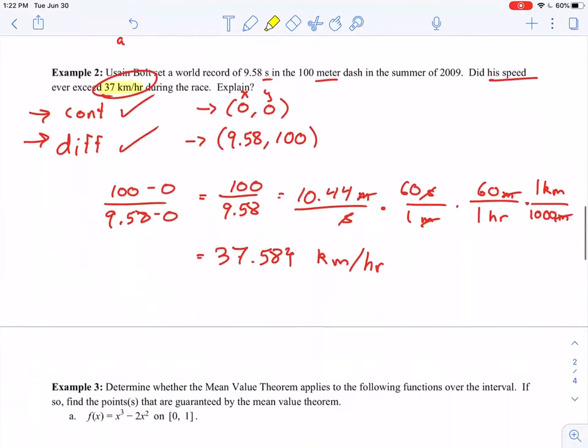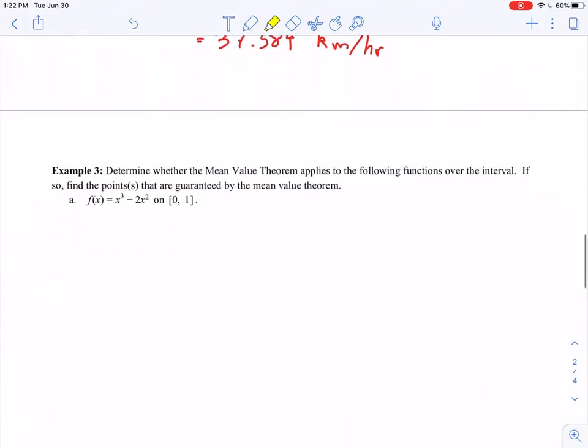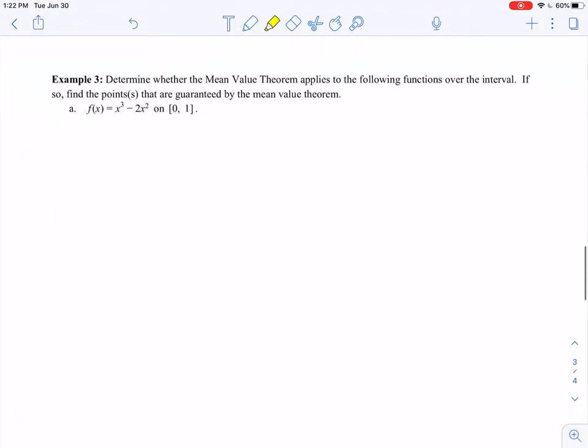More often we'll probably see more classical mathematical problems. So in these problems, we're going to first of all determine whether the mean value theorem applies. And if it does, we're going to find the points that are guaranteed by the mean value theorem. First up, I've got f of x equals x cubed minus 2x squared on the interval 0 to 1.